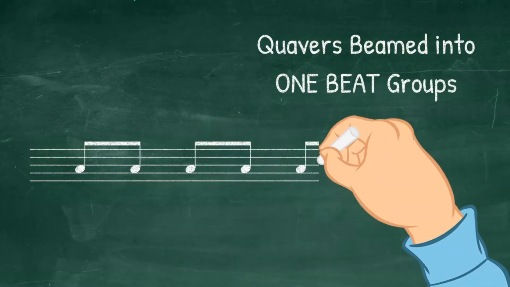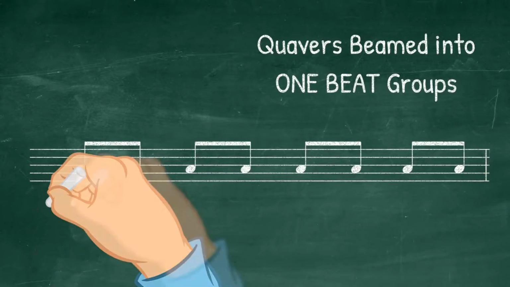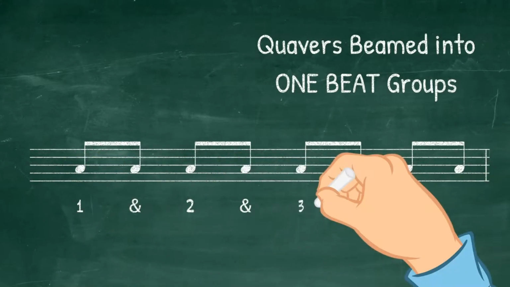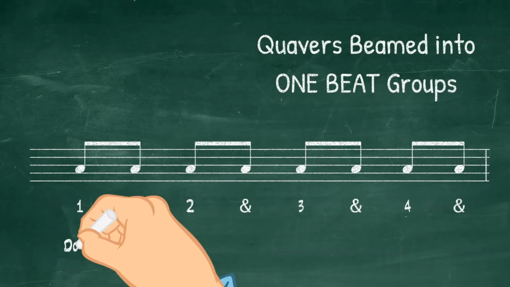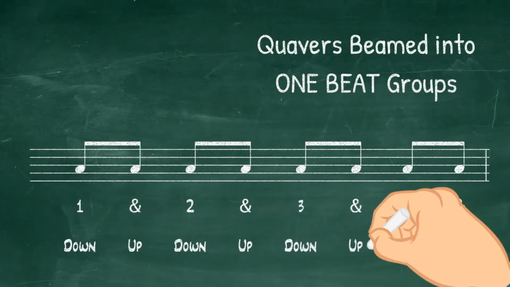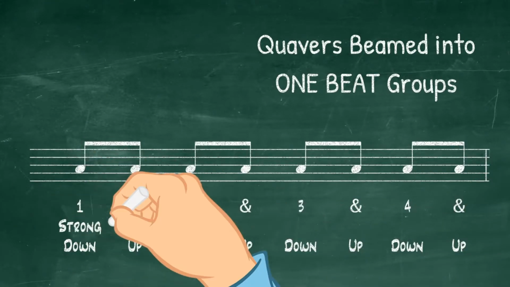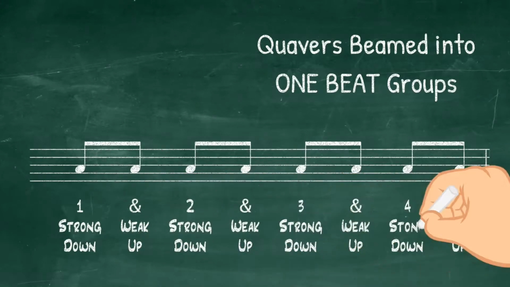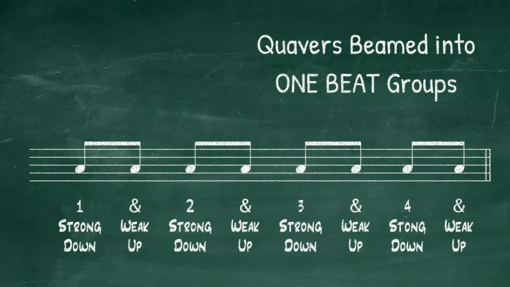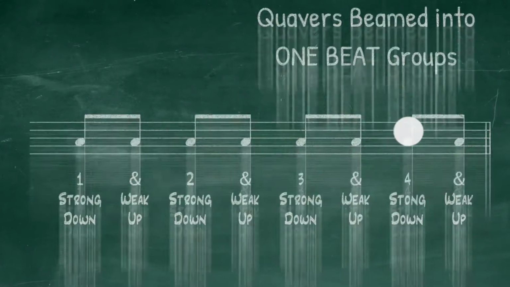Each group now has a number, which is known as the downbeat, and has an and, which is known as the upbeat. Naturally, these downbeats tend to have a stronger emphasis, so we can also call them strong beats. The upbeats tend to have a weaker emphasis, so we can call them weak beats. You may have noticed this when I was counting. 1 and 2 and 3 and 4 and 1 and 2 and 3 and 4 and.